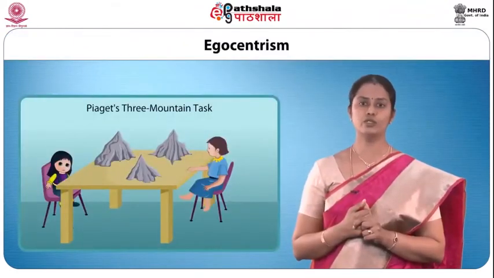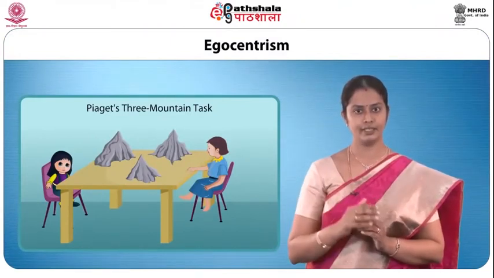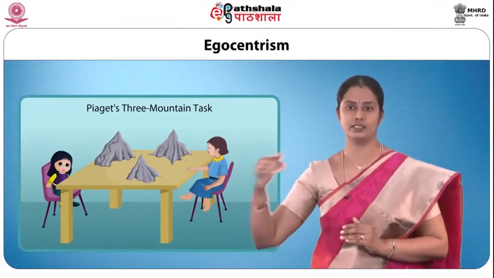The term ego refers to self-centered, but it doesn't mean selfish. But the children believe that everyone around them thinks, feels, perceives things the same way as they do. Piaget proved the development of this concept through a demonstration called the Three Mountain Problem, wherein a child was made to stand on one side of a display of three mountains of different heights arranged on a table. A doll was made to sit on the other side.